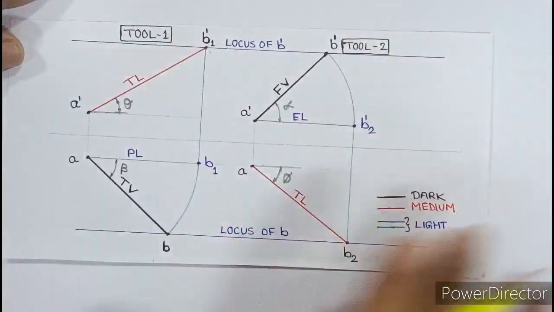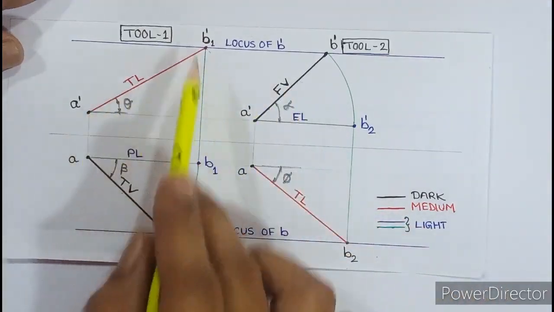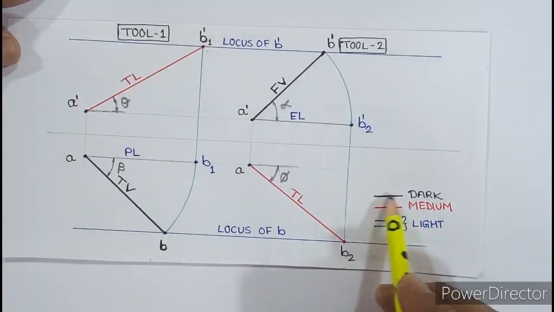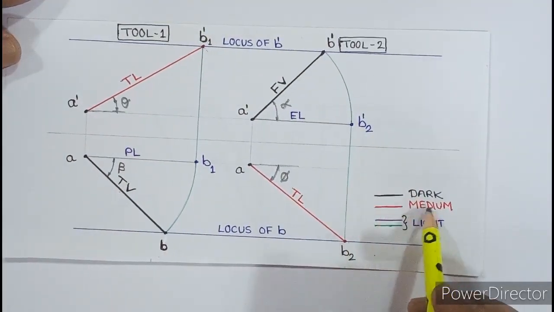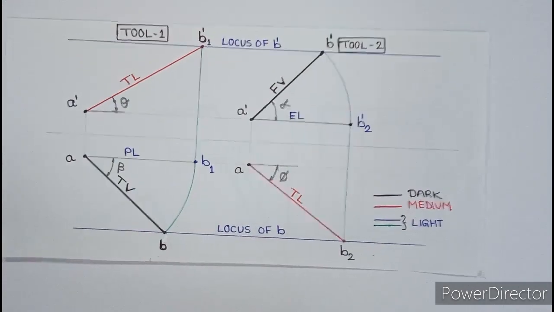So you are supposed to draw by pencil only, but the shade should be front view, top view is always dark, true length is medium dark, rest all the lines are light. So I given the abbreviation besides. The black line in the diagram is dark, red is medium dark, blue or green is always light. Okay, so these are the various notations what you have to remember.